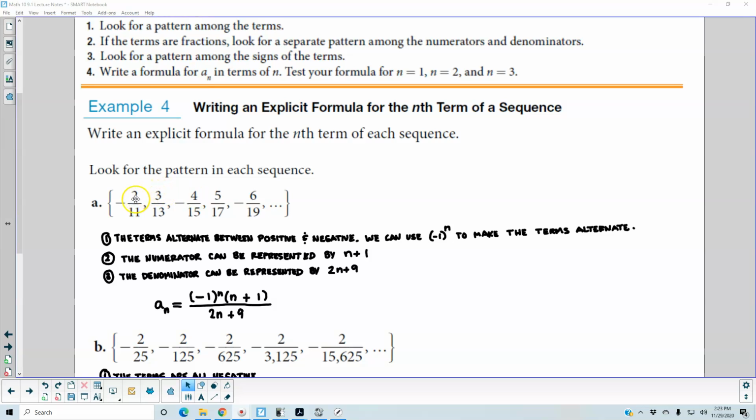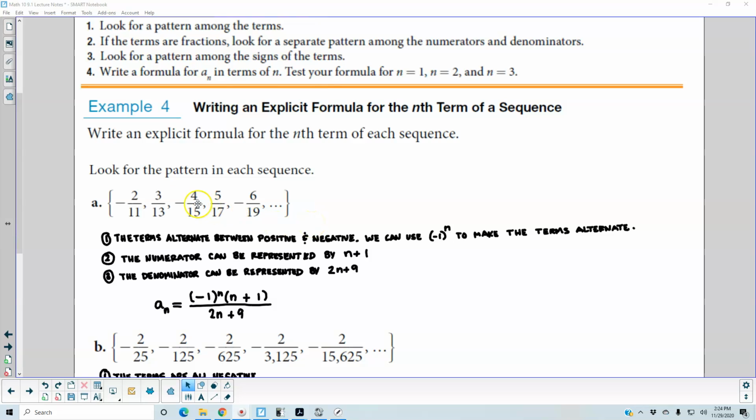Next, if we take a look at the numerators, it goes from 2 to 3 to 4 to 5 to 6. So for each term, we're increasing it by 1. 2 plus 1 gives us 3. 3 plus 1 gives us 4. 4 plus 1 gives us 5. 5 plus 1 gives us 6. So for part 2, the numerator can be represented by n plus 1, because we're taking each n and adding 1 to that.